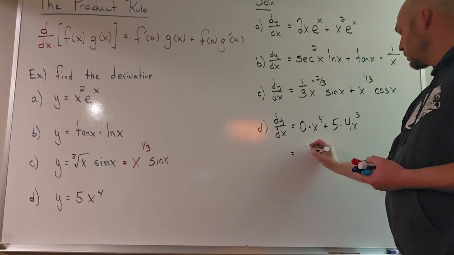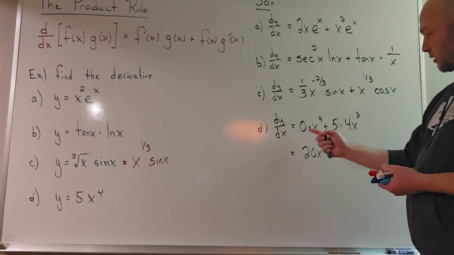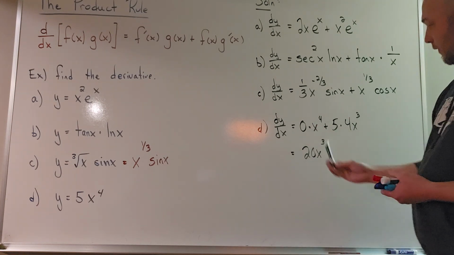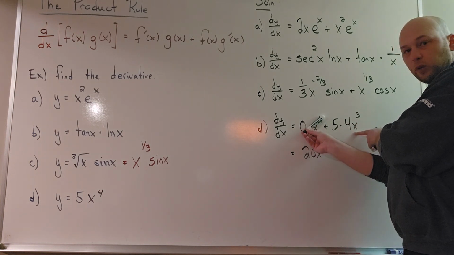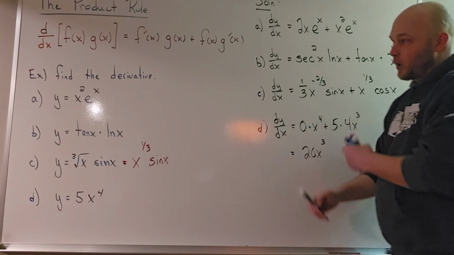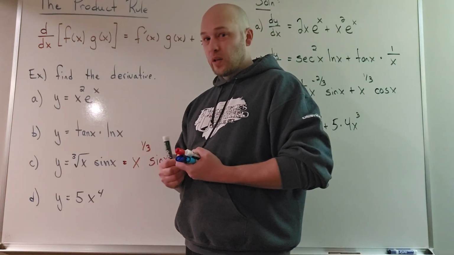This then reduces to 20x to the 3rd. Notice this first term is 0. And if I take that part away, look what this is. This is the constant multiple rule. Therefore, if I have a function built as a product, I'm not always going to use the product rule.